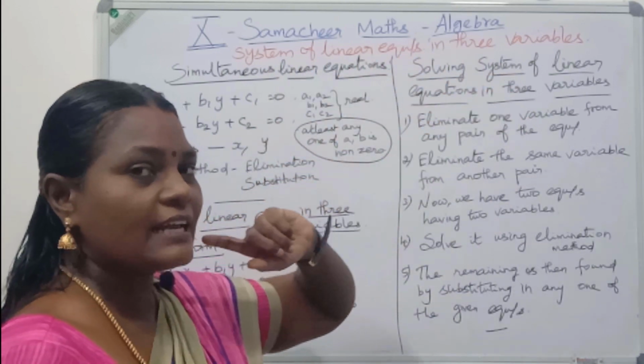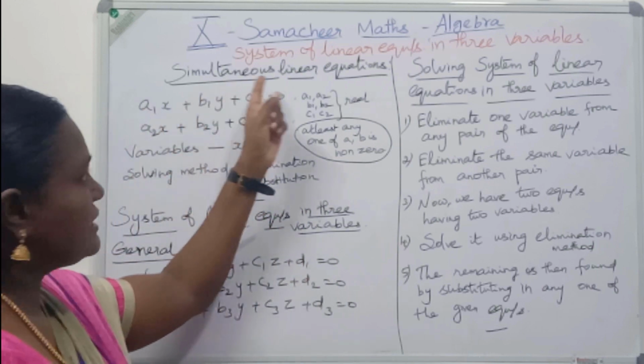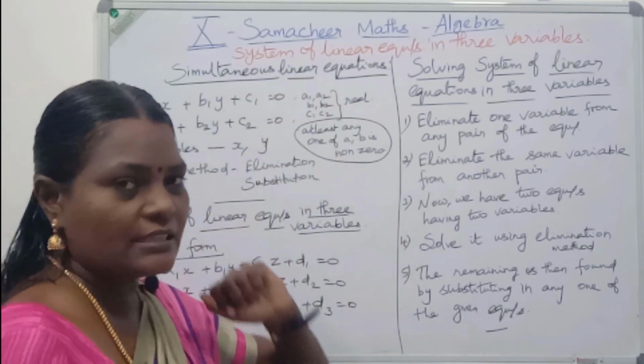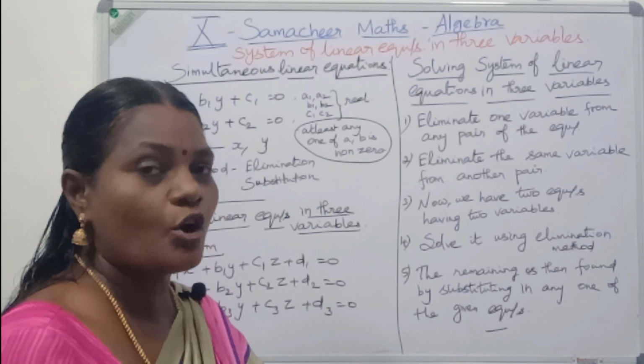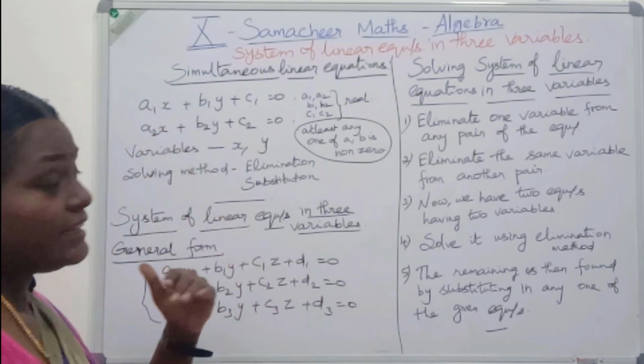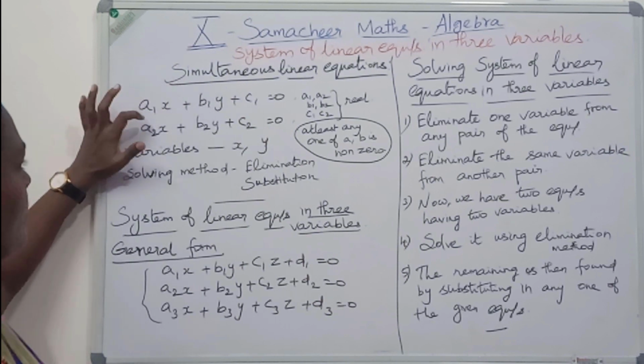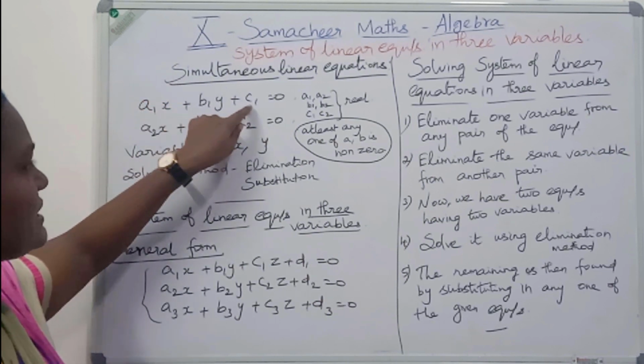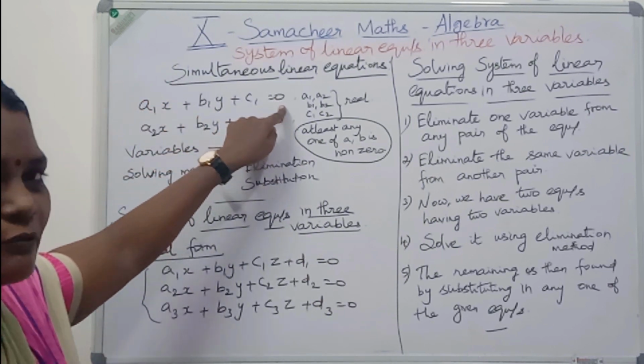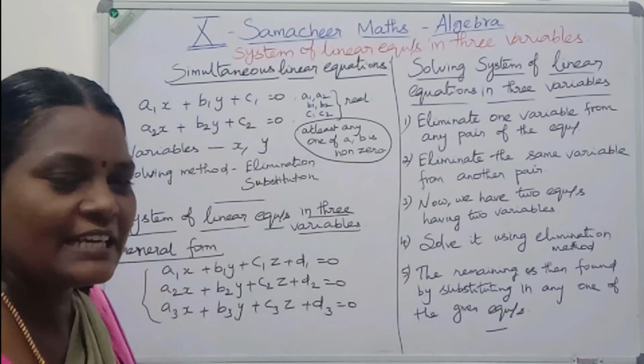Already in the earlier class, we have studied simultaneous linear equations, solving simultaneous linear equations. First, you should know about that. We can just recall that a simultaneous linear equation should be in the form a1x plus b1y plus c1 equal to 0. That is, it is of the form ax plus by plus c equal to 0.